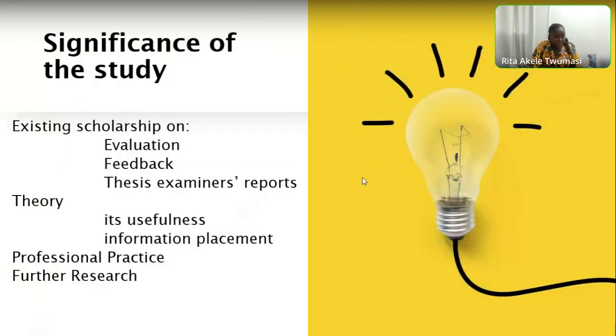Significance of the study. The study adds to existing scholarship on evaluation in general and thesis reports in specific, but the examiners in a leading university in the country also judge the potential candidates in their readiness to join the academic community by providing positive and negative feedback that will help the candidate to progress, to close the gap between current and desired performance, and to attain the level needed to become a member of the scholarly community.